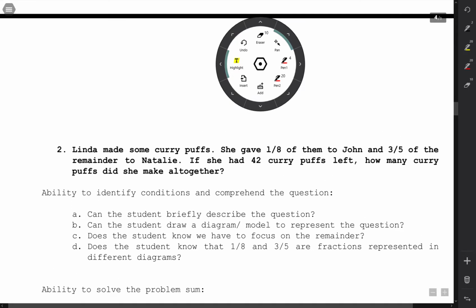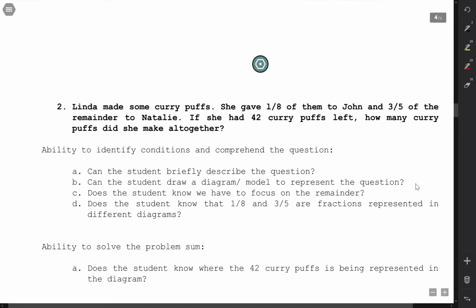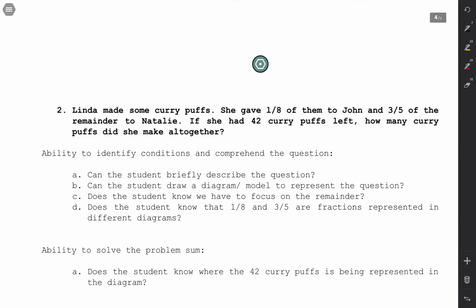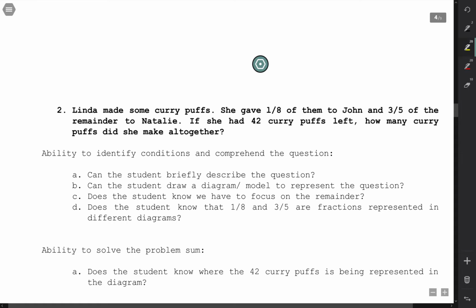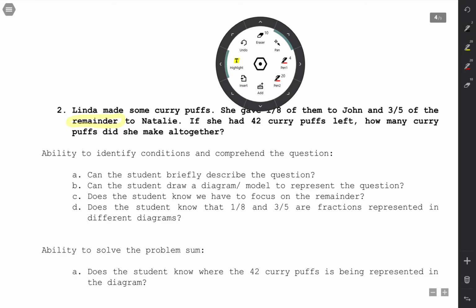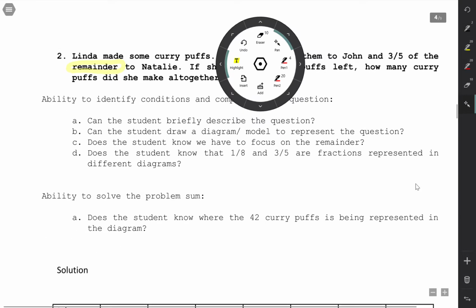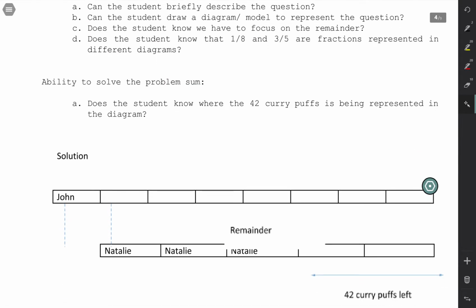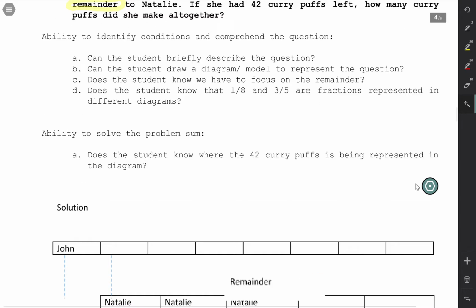Linda made some curry puffs. She gave 1/8 of them to John, and 3/5 of the remainder to Natalie. Once again, we see this keyword here, remainder. If she had 42 left, how many curry puffs did she make altogether? So let's take a look. How does the diagram look like? Oh no, there's a bit of a runover here.